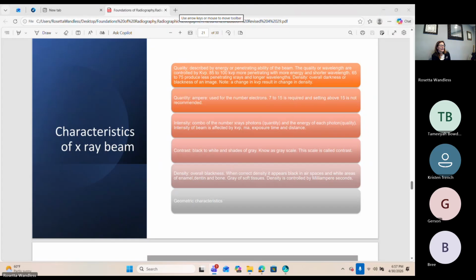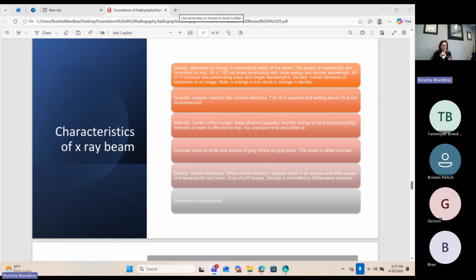Now, intensity is going to be the third characteristic, which is going to be a combination. So how do we get the best looking diagnostic X-ray that we can? Well, it's going to be a combination of milliamperage at the correct setting, our mA, our quantity, our number of electrons, and it's going to be the kVp. How much energy are we using? The quality, the penetrating power. So we're putting all of this together.